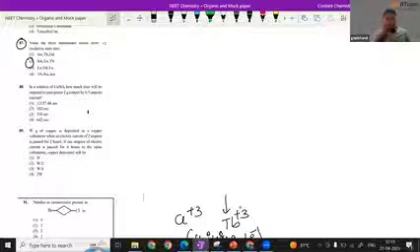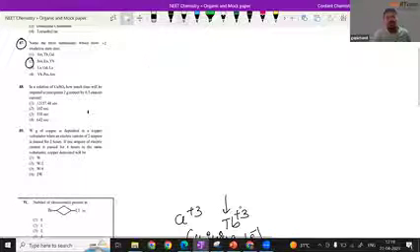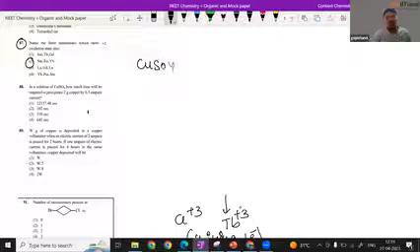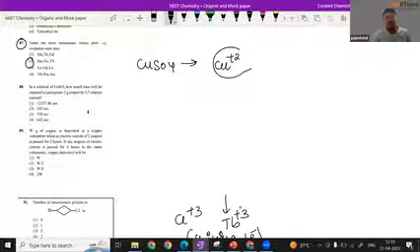Next, you can say that in a solution of CuSO4, how much time will be required to precipitate 2 grams of copper by a 0.5 ampere current? So they are asking the question for Cu, for CuSO4, which is going to form the Cu+2 oxidation state.